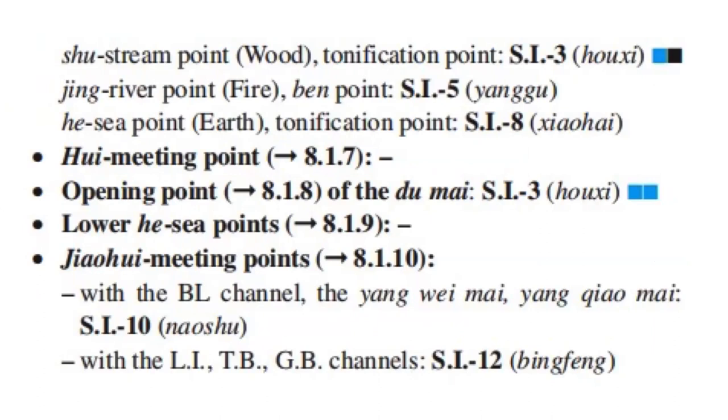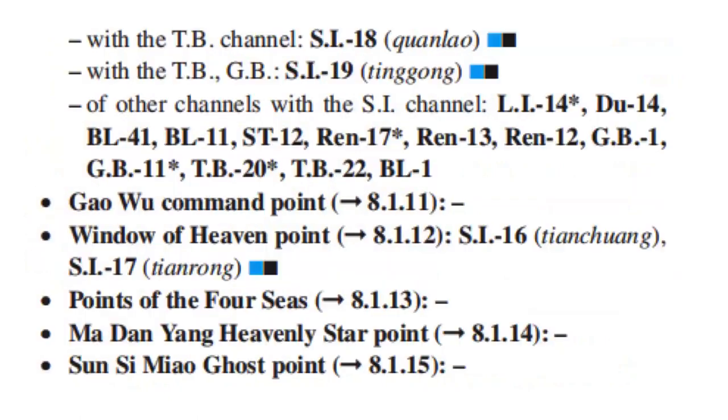The Hui meeting point or the opening point of the Du Mai, SI3. Lower He points, the Jiao Hui meeting points with the bladder channel, the Yang Wei Mai, Yang Qiao Mai, SI10. With the LI, TB, GB channels, SI12. With the TB channel, SI18. With the TB, GB, SI19.